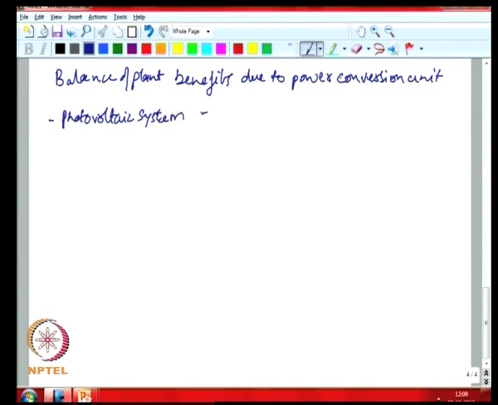you might have a power converter which has say MPPT incorporated in it, and because of your power converter with the MPPT, you might be able to produce more energy, which means again it reduces the size of the array required. So, you have balance of plant benefit. Okay.